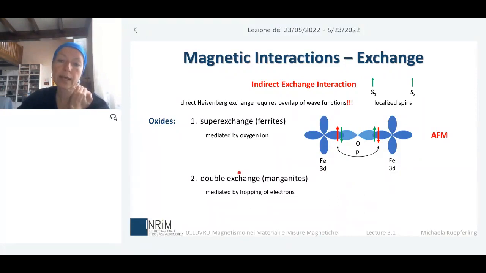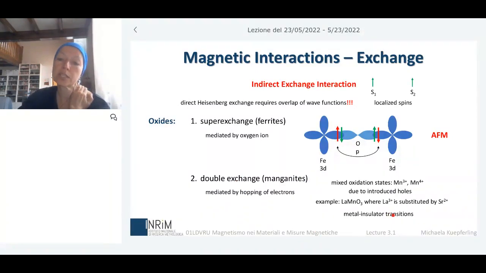Another possibility to have an indirect exchange interaction is the so-called double exchange, which we have in manganites. And here in manganites, very often you have different oxidation states, but they very often introduce holes. So you have a different oxidation state as a, let's say, almost a defect in the lattice. And if you have an electric hole, let's say, then you can have also hopping of electron. And this electron will transport its spin information from one ion to the next ion. And in fact, these kind of materials, one example is lanthanum manganite. These materials very often have a metal insulator transition also.